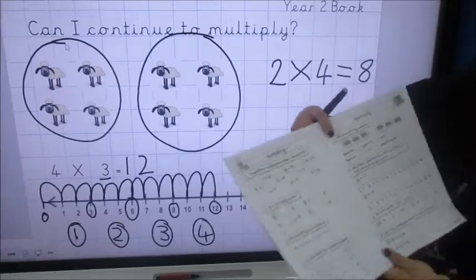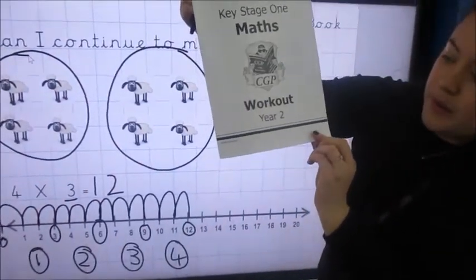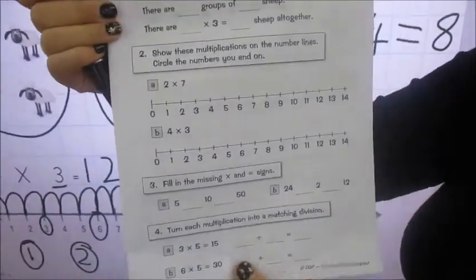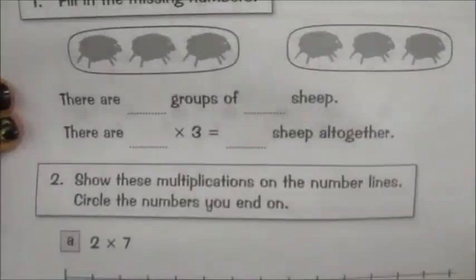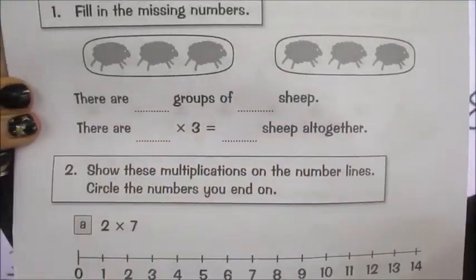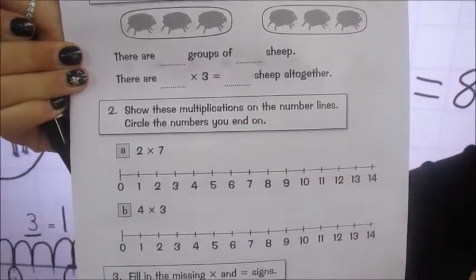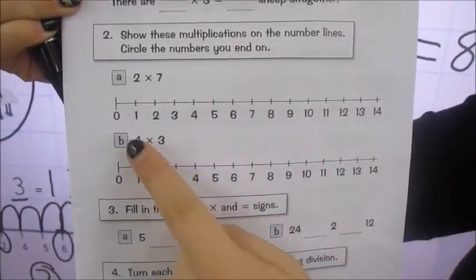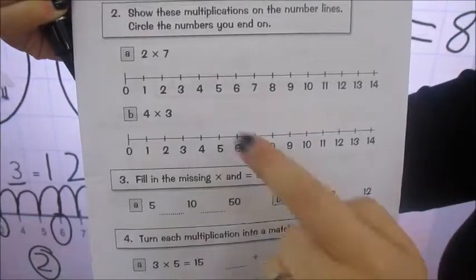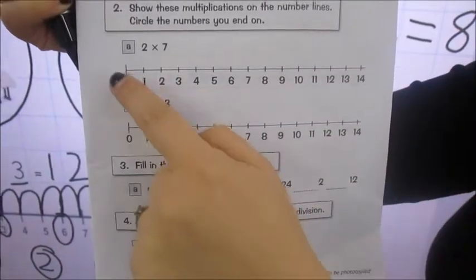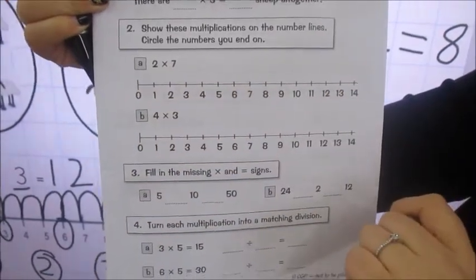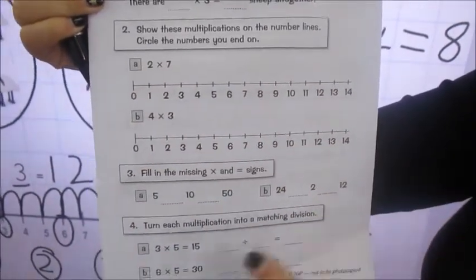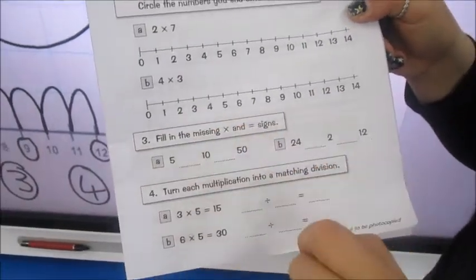So here in your workbook, if you've got the Year 2 book, you need page 13, and there it is. So like mine on the board, you've got sheep. How many groups of sheep? Put it into a multiplication sum. Question 2. Find the answers to these multiplication sums using your number line. So you've got to jump 7 lots twice. And then you've got 1 there, okay? Okay, moving on to question 3 in your workbooks.